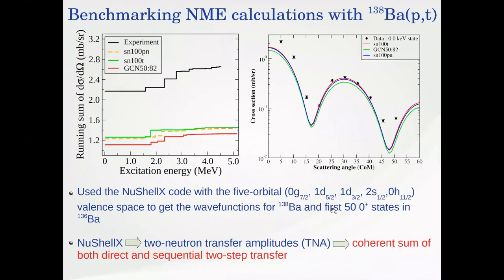using a 2-step FRESCO. So he took the wave functions. He used these calculations to get the wave function for the target, 50 0+ states in 136 barium, going through an intermediate state in 138 barium using multi-step transfer. There was a factor of 2 discrepancy in our measurement and his calculations. And if you look at the comparison here between the measurement and calculation, the discrepancy is mostly at the forward angle. It is the L equal to 0, where the discrepancy is the largest.